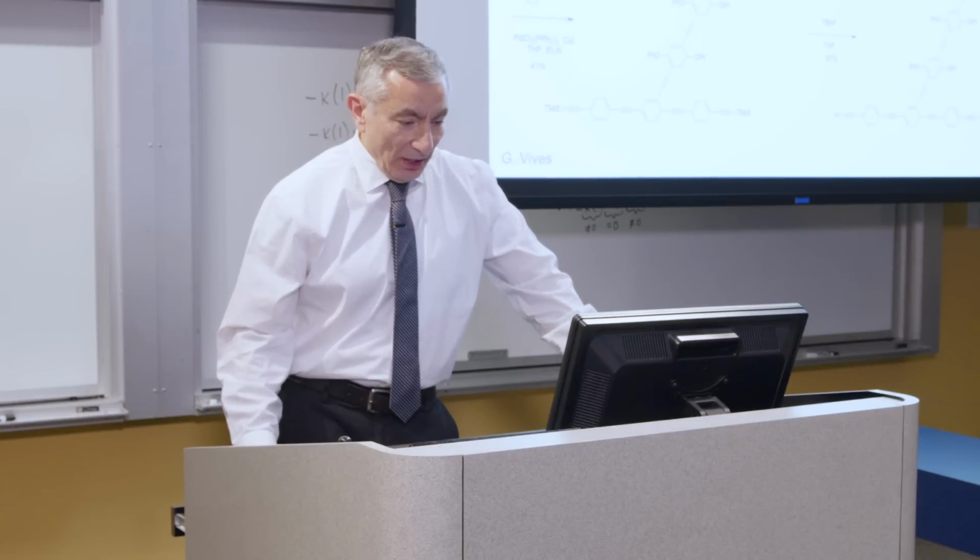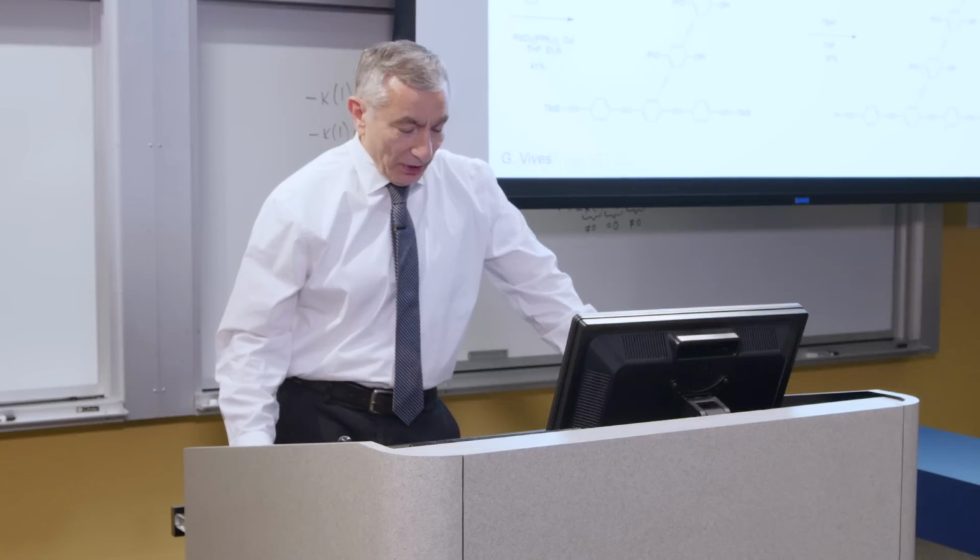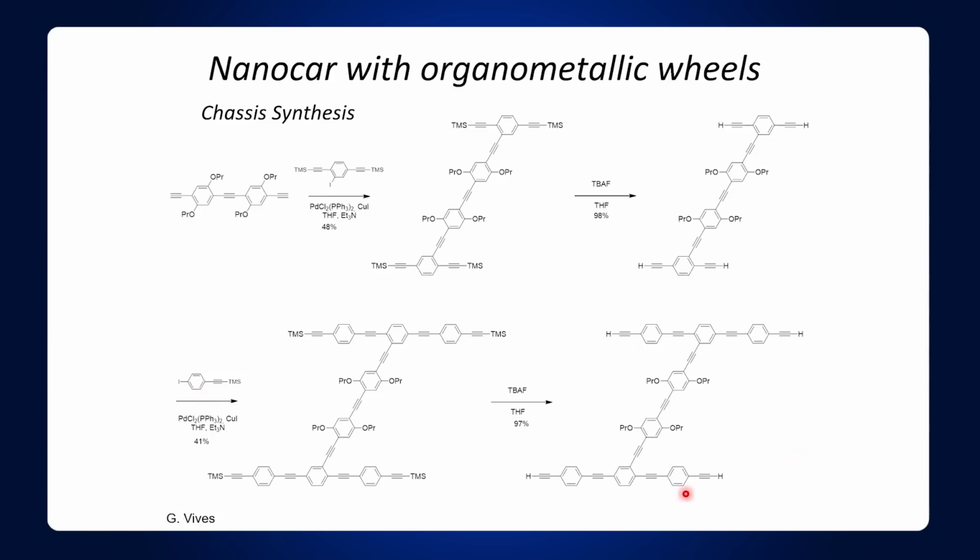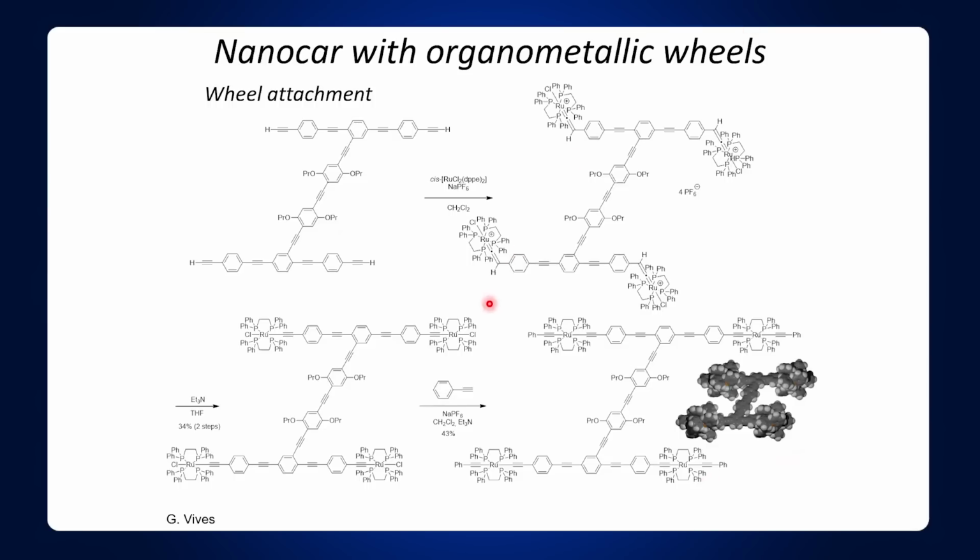So they come in and they do this kind of coupling chemistry here. They do this coupling. They get the 4 alkynes, which would be the 4 axles. And then they put on this organometallic complex. So now you get this big organometallic complex. So these are really big wheels here that are on the edges of this.